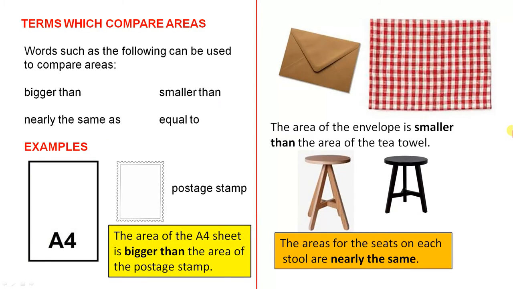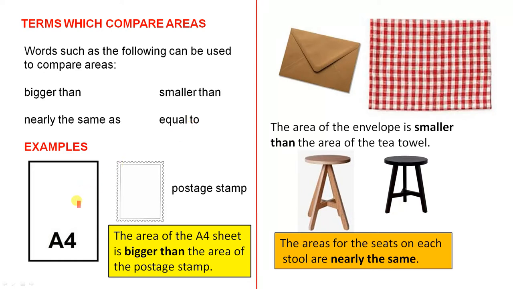Terms which compare areas. Words such as the following can be used to compare areas. One area can be bigger than the other. One area can be smaller than the other. One area can be nearly the same as the other. One area can be equal to the other. So let's look at some examples.